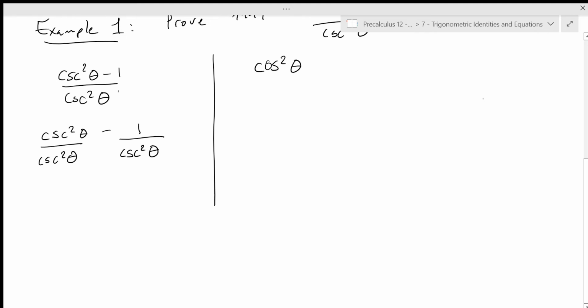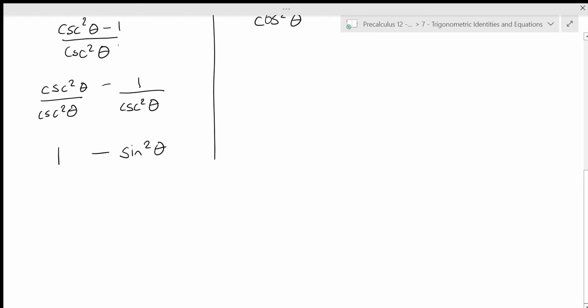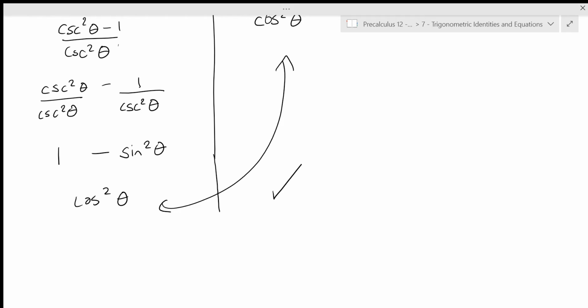So for cosecant squared theta over cosecant squared theta, we get 1 minus 1 over cosecant squared theta. Remember, back to our reciprocal identities, the reciprocal of cosecant is sine. So 1 over cosecant squared is just the same as sine squared theta. So 1 minus sine squared theta is in fact, based on our Pythagorean identity, cosine squared theta. Now we've shown that these two things are the same, so the identity is verified.